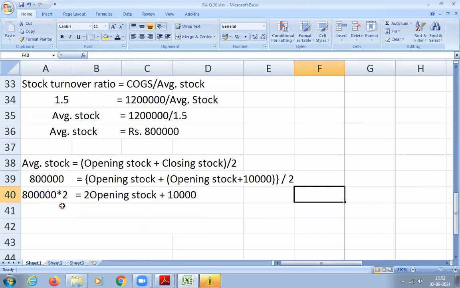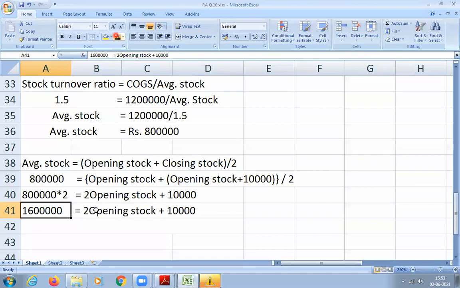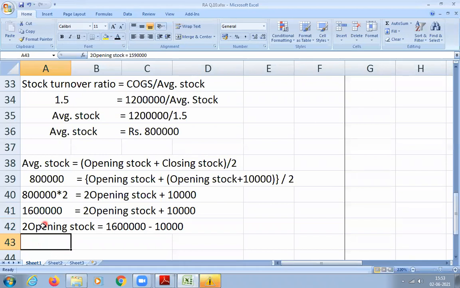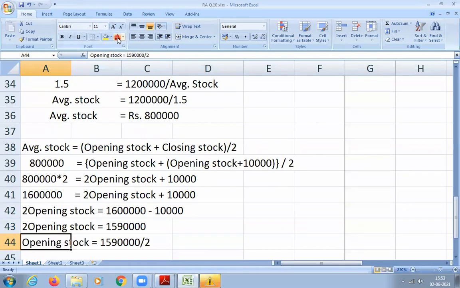Now you simply multiply 8 lakhs into 2. How much will you get? 16 lakhs. And the right hand side you can write as it is: 16 lakhs equals 2 opening stock plus 10,000. Now we take the 10,000 to the left, so it becomes 16 lakhs minus 10,000. How much will you get? 15 lakhs 90,000. So opening stock is equal to 15 lakhs 90,000 divided by 2.